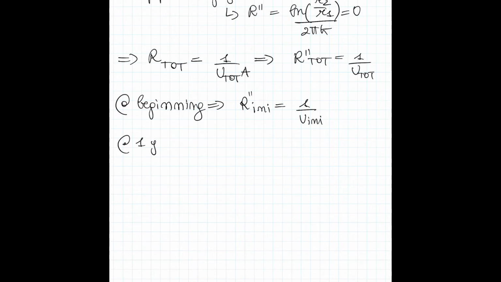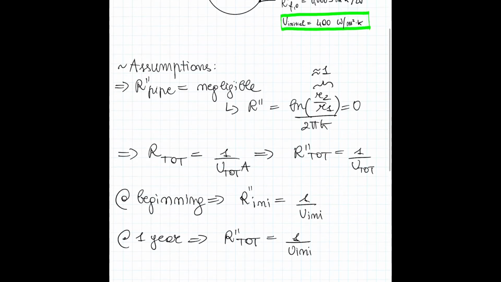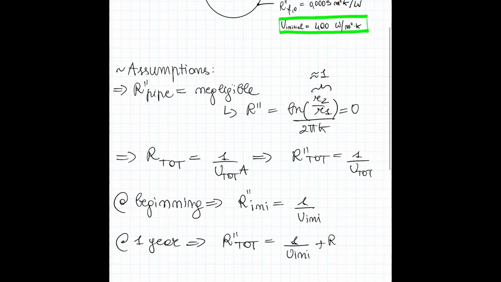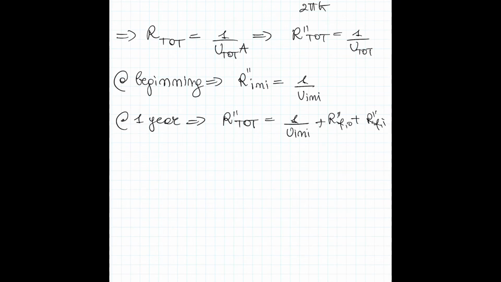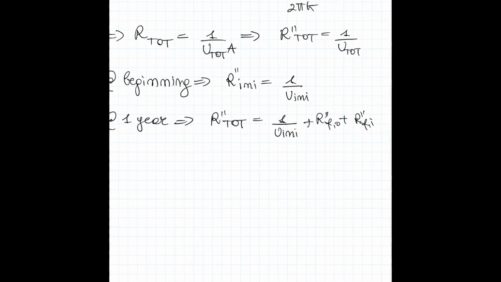What happens after 1 year though? Well, in that case, we have that R total is equal to 1 over U initial, because the overall heat transfer coefficient for the system is still 400. However, to that we need to add the fouling factor. So we're going to have plus R_fo plus R_fi. As you can see, the total resistance therefore increases. And the trick here, which is literally the most important step of the whole problem, is understanding that this whole expression is just equal to the inverse of the U total we are actually trying to find.